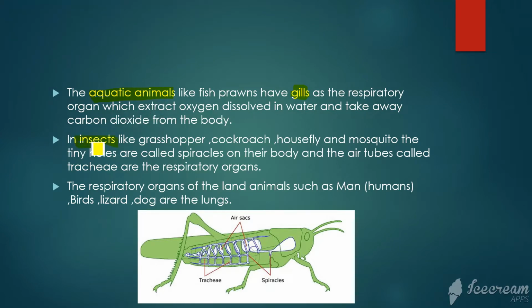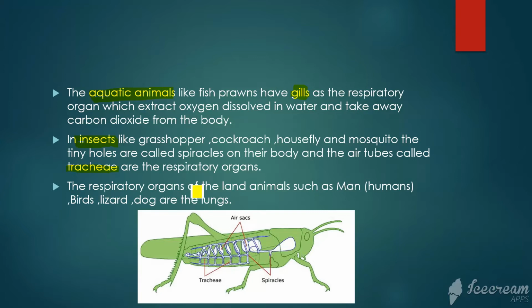In insects, for example grasshoppers, cockroaches, houseflies, mosquitoes, the tiny holes called spiracles on their body and the air tubes called tracheae are the respiratory organs. In insects like grasshopper, you can see here, they have these small holes on their bodies. These are called spiracles and these are connected to air tubes which are called tracheae. These tracheae open up into some air sacs. There is diffusion of air in these air sacs and each cell gets its own oxygen. So the respiratory organ for insects is tracheae.